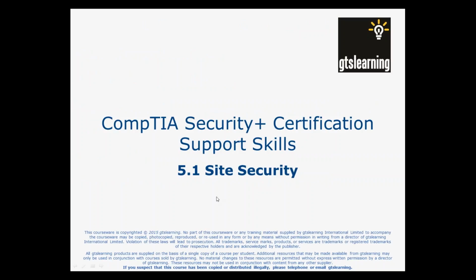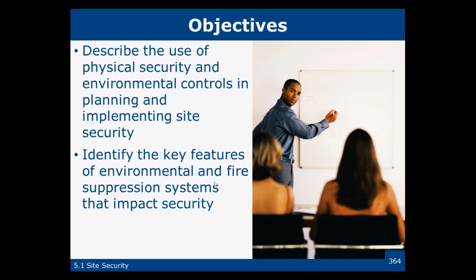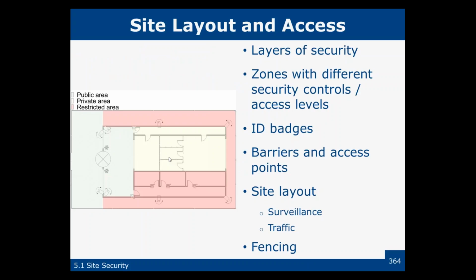So this is 5.1, site security, and the objectives of it are: describe the use of physical security and environmental controls in planning and implementing site security. Identify the key features of environmental and fire suppression systems that impact security. And hopefully all of you Navy guys will already know those.